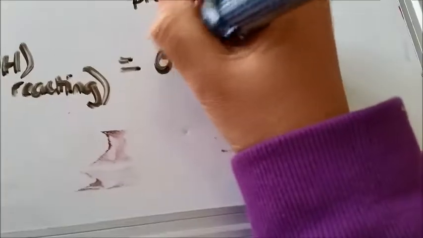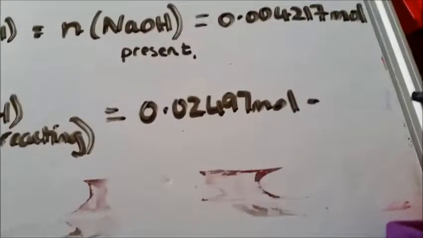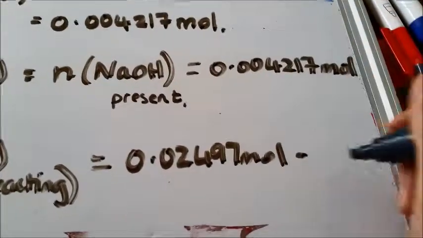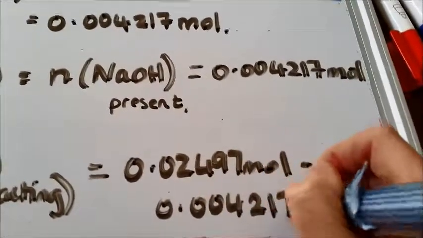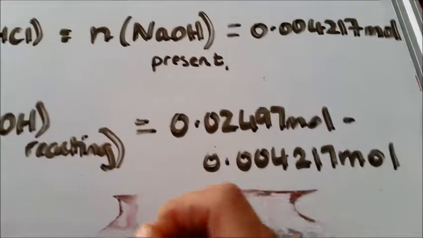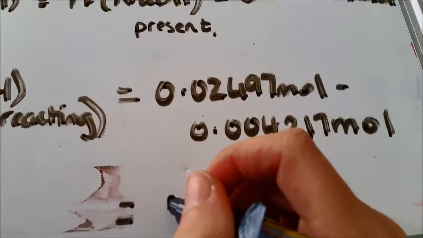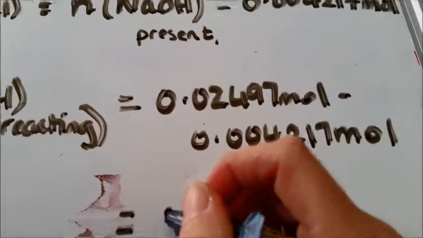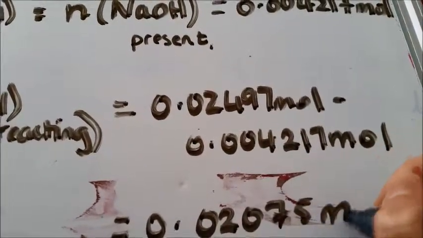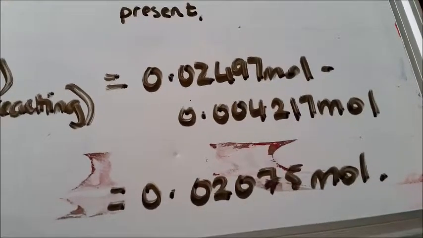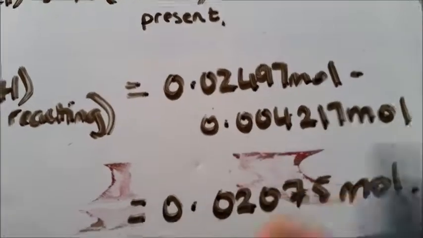So we take that amount, 0.02497 mole, and now we want to subtract this amount here, which we've just figured out. I'm just going to do it underneath here because I've got a feeling that my lack of space means I'm going to soon run out. And what we get there is a grand old total of 0.02075 mole. Okay, you should be happy with that. Now, this is the amount of mole that's actually reacted.